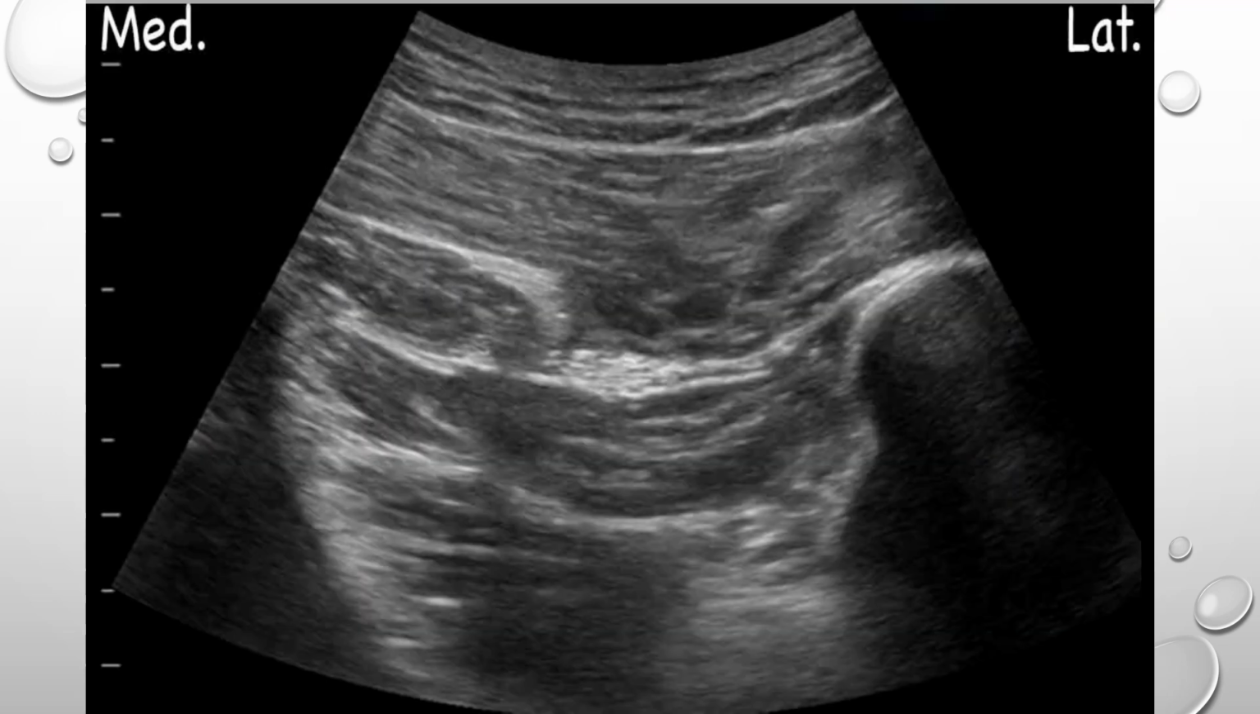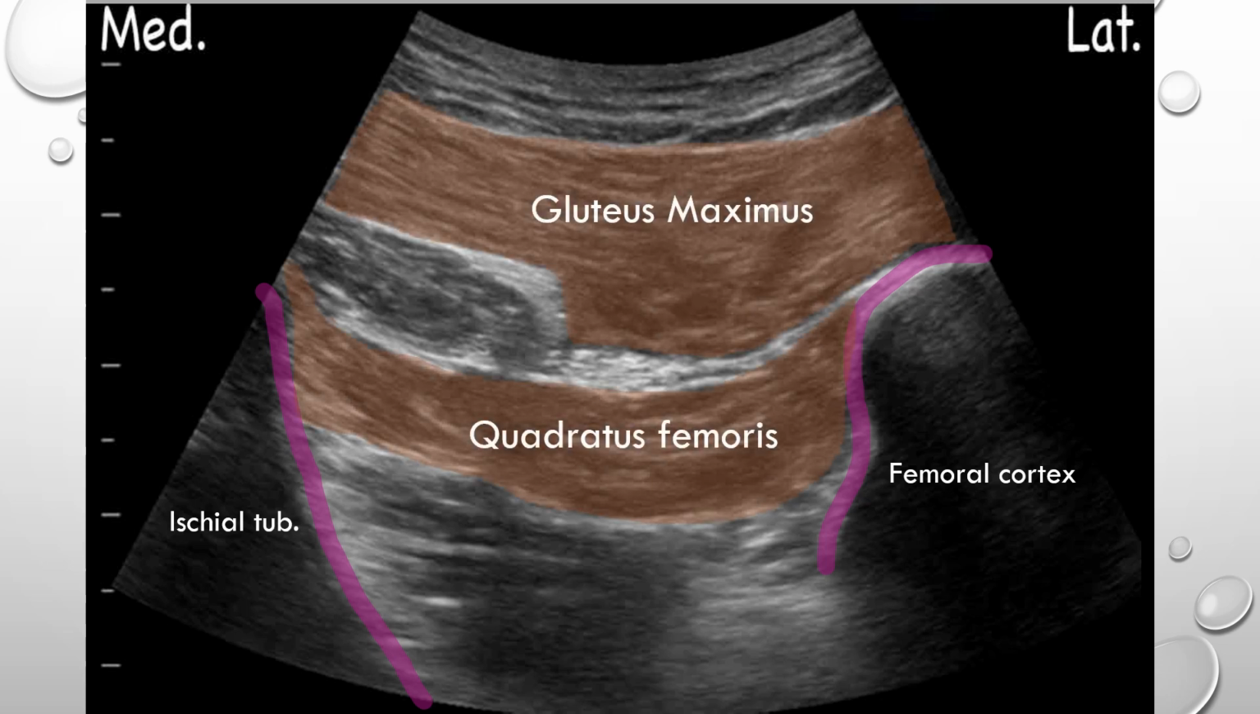When the ultrasound probe is placed in the gluteal crease, the typical ultrasound image obtained is as shown. The bony drop-off of the ischial tuberosity on the medial side and the femoral cortex on the lateral side is seen. The muscles which sandwich the sciatic nerve are the gluteus maximus and the quadratus femoris.